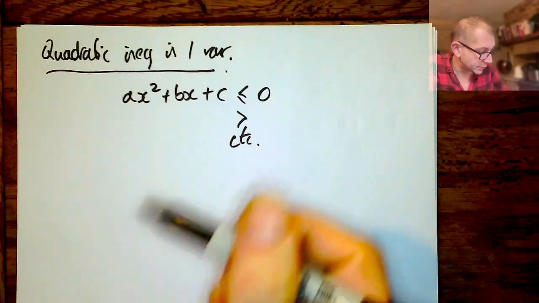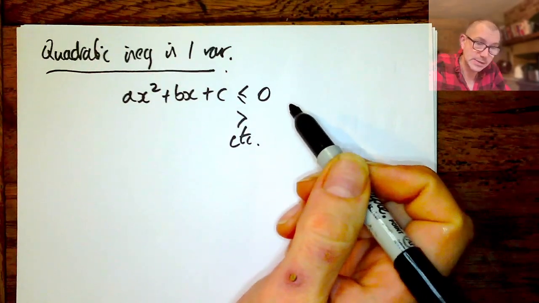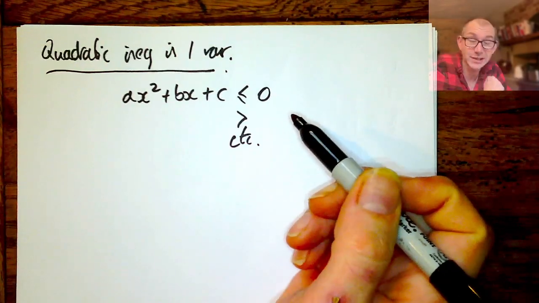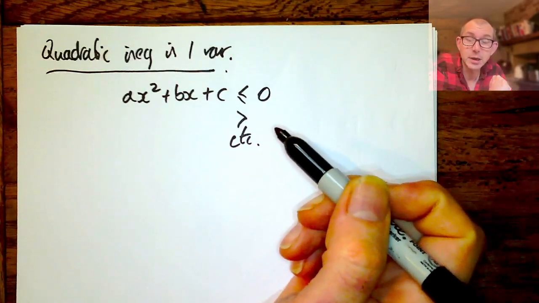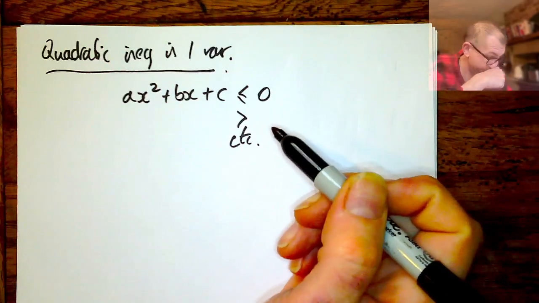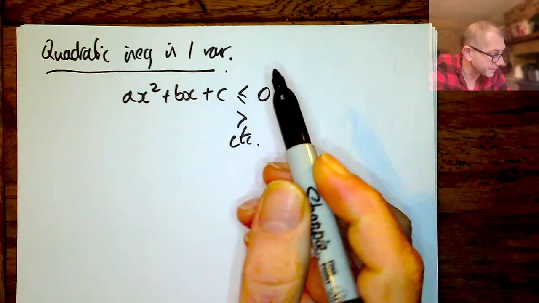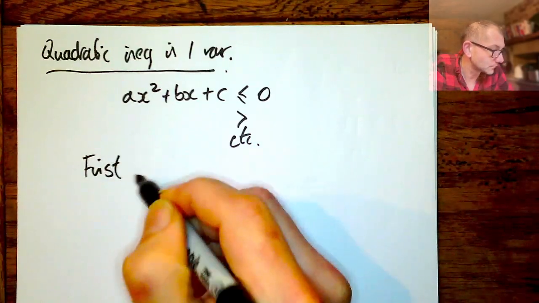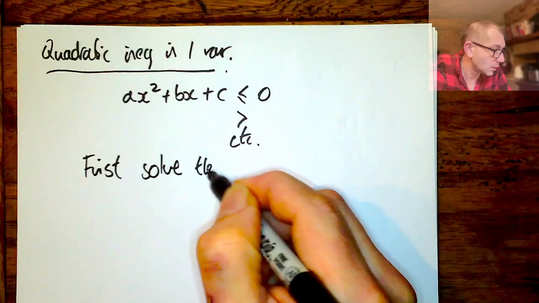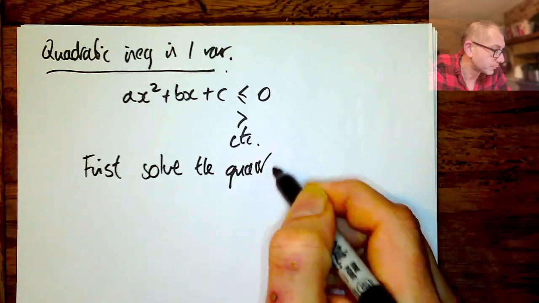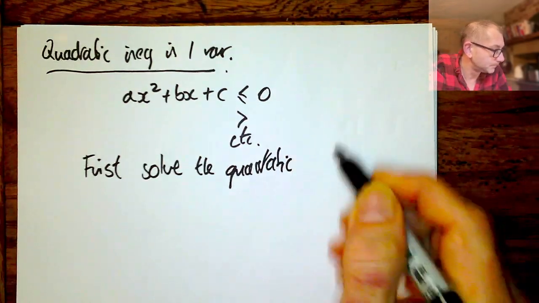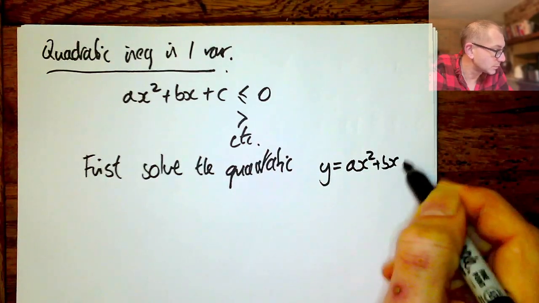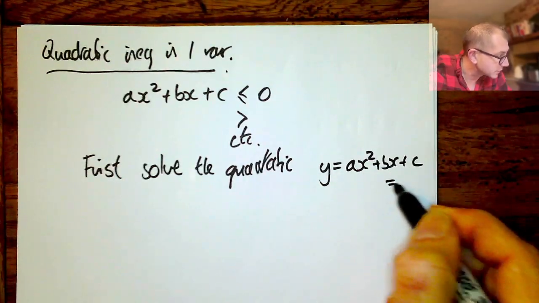Probably the easiest way to solve things like this is, first of all, to solve the quadratic as you would normally, and then draw it graphically. And then you can spot from there what's going to happen. So, first of all, solve the quadratic y equals ax squared plus bx plus c. I've written it as y because I'm going to set that equal to 0.